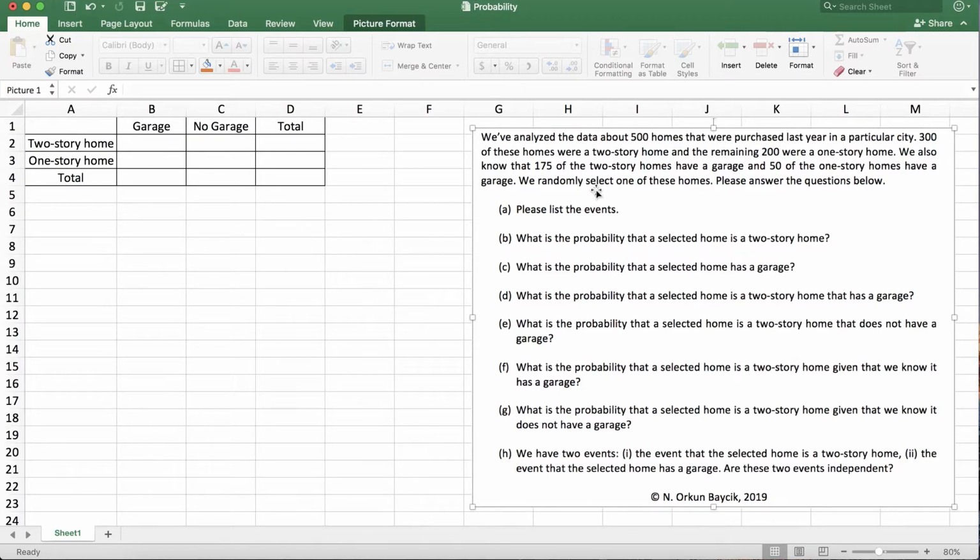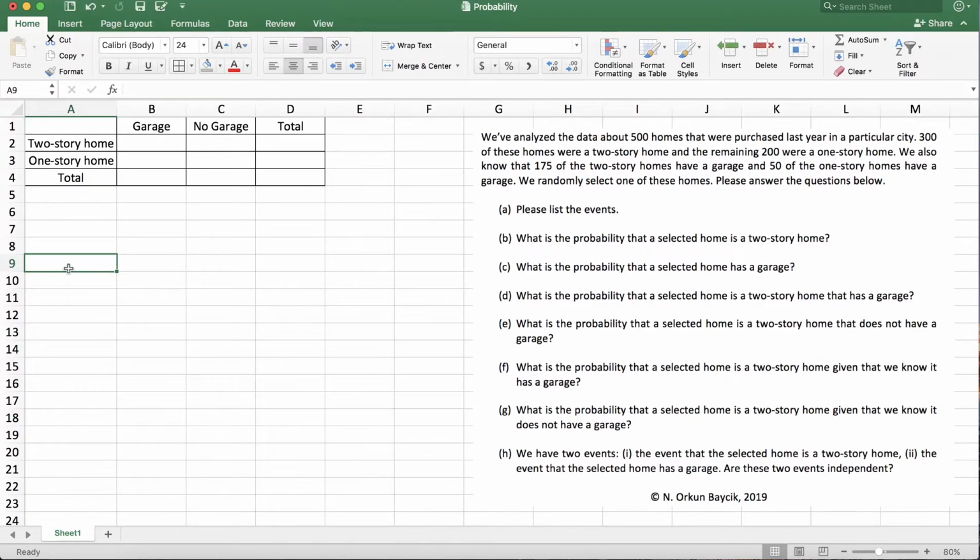We also know that 175 of these two-story homes have a garage and 50 of the one-story homes have a garage, okay? We randomly select one of these homes and we have a number of questions to answer based on this example. So the first one is to list the events given in this problem description. So defining your events is the most important step when you answer a probability question, okay? So I'm going to list my events here and I will have 4 of them, okay?